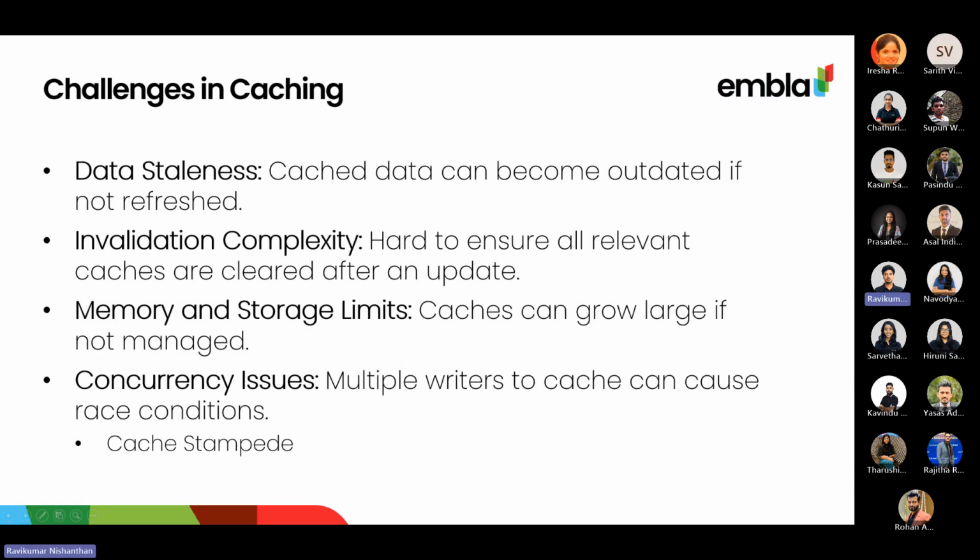So now that we have seen caching work, let's look at some challenges we might run into when using caching in real systems. First one is data staleness. Cache data can become outdated if it's not refreshed. For example, imagine a product price changes in a database, but the user keeps seeing the old price from the cache. That can lead to confusion or even financial loss.